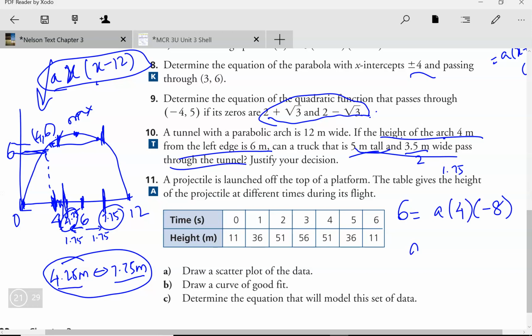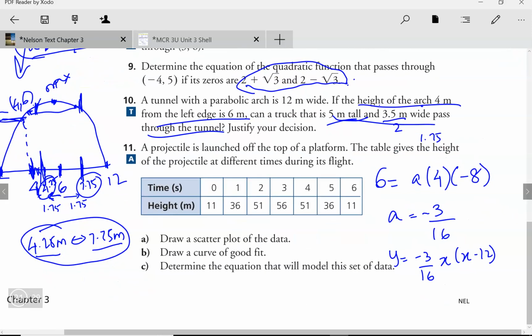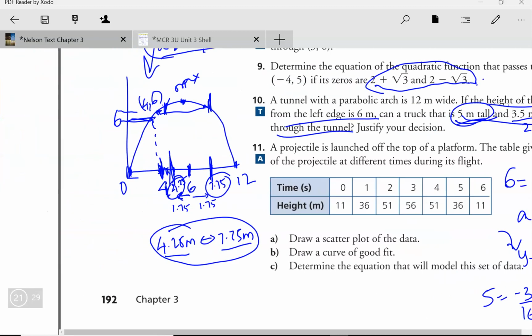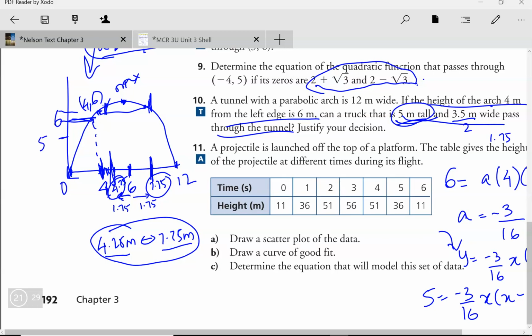What am I doing here? a equals negative 3 over 16. So our equation is y equals negative 3 over 16 times x minus 12. And now you would sub in y equals 5. So 5 equals negative 3 over 16 times x times x minus 12. You would find your x values, so like the height of 5 meters, let's say here.